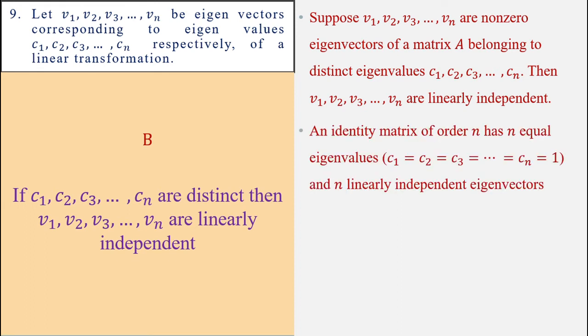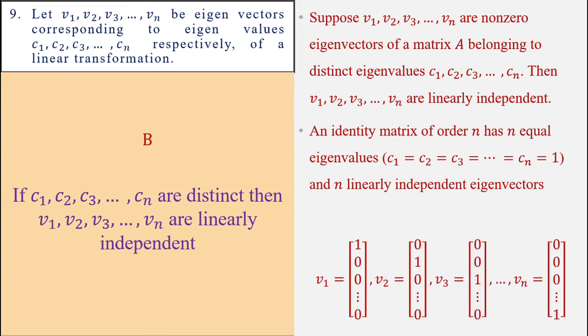An identity matrix, we know, has n equal eigenvalues, all equal to 1, but still it has n linearly independent eigenvectors, that is the standard basis of Rn: 1 0 0 ..., 0 1 0 ..., up to 0 0 0 ... 1. So the identity matrix has n equal eigenvalues, but it has n linearly independent eigenvectors. So when we have independent eigenvectors, it need not imply the eigenvalues are distinct.